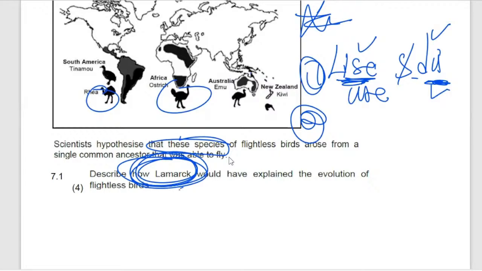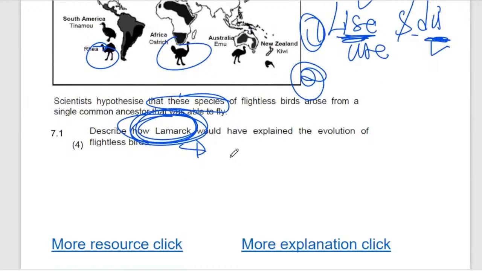because remember, when you are talking about Lamarck's theory, there is no variation. All of them are the same. You understand? All the birds were able to fly. So now you talk about the disuse. They reduced how frequently they were using their wings to fly. You understand? And then the wings maybe became smaller. Is it clear? They became smaller and weaker, maybe. And then they couldn't fly.